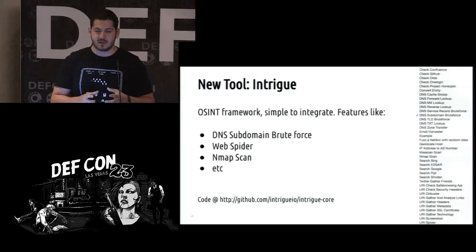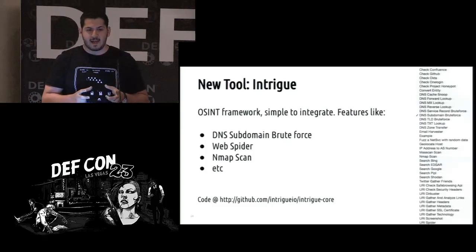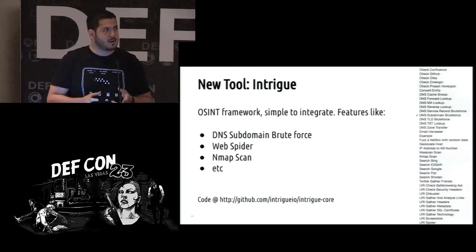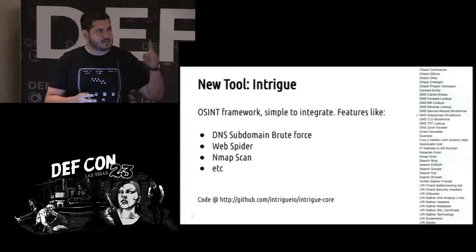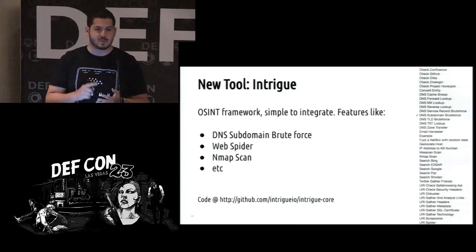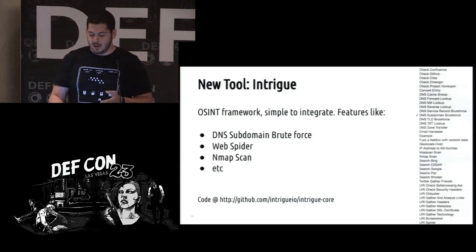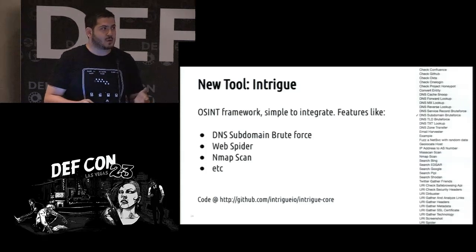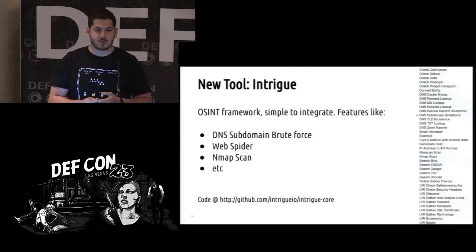Taking it further, same idea, we use all the JSON files, and we fit that into Intrigue, which is an API framework for intelligence gathering, and it does a bunch of tasks that you can see on the left side of the screen. It includes doing subdomain brute force, web spider, nmap, and you name it, we can do it with Intrigue. Intrigue is available on GitHub as well. It's open source. Go ahead and fork it and commit to it if you need to.